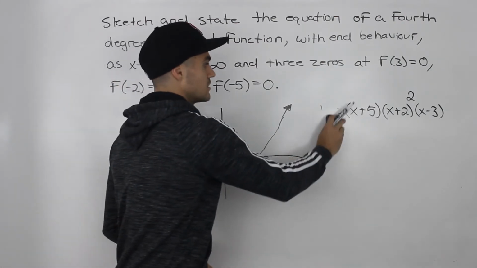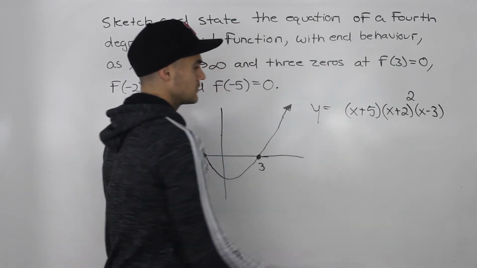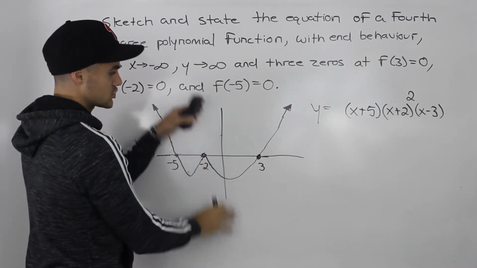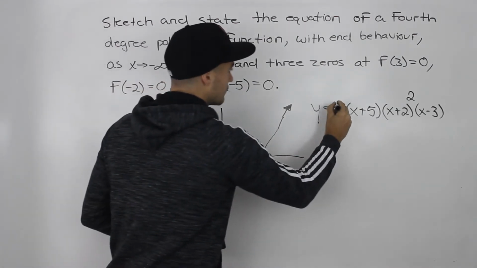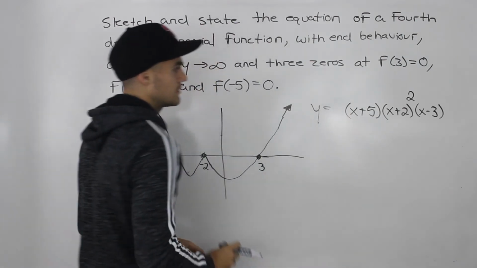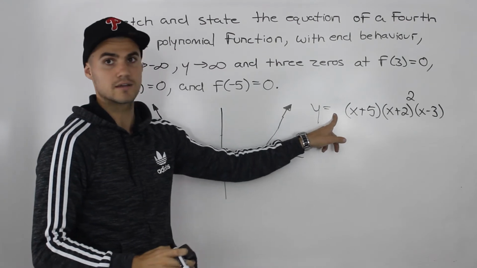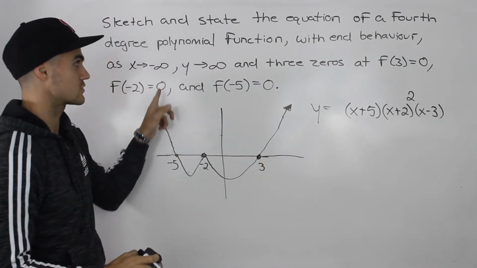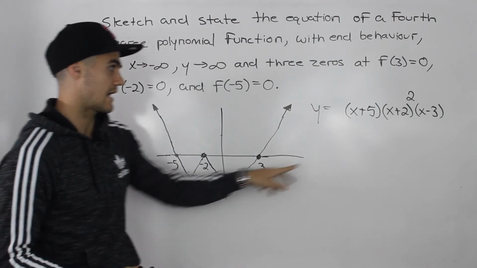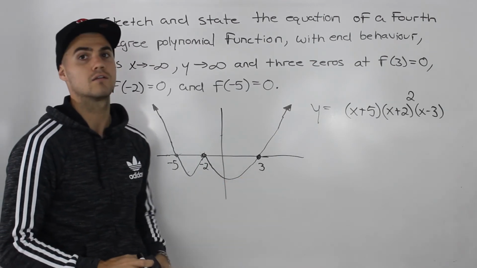And then, if you want, you can add any a value here. That's just going to stretch or compress the function, so you can have a 5 here, you can have a decimal even, whatever you want. I'm just going to keep it as 1, so I'm not going to write anything. But that a value is not going to affect these characteristics that we were given. It's still going to have that end behavior, still going to bounce at that -2, and it's still going to have the other x-intercepts of -5 and 3.